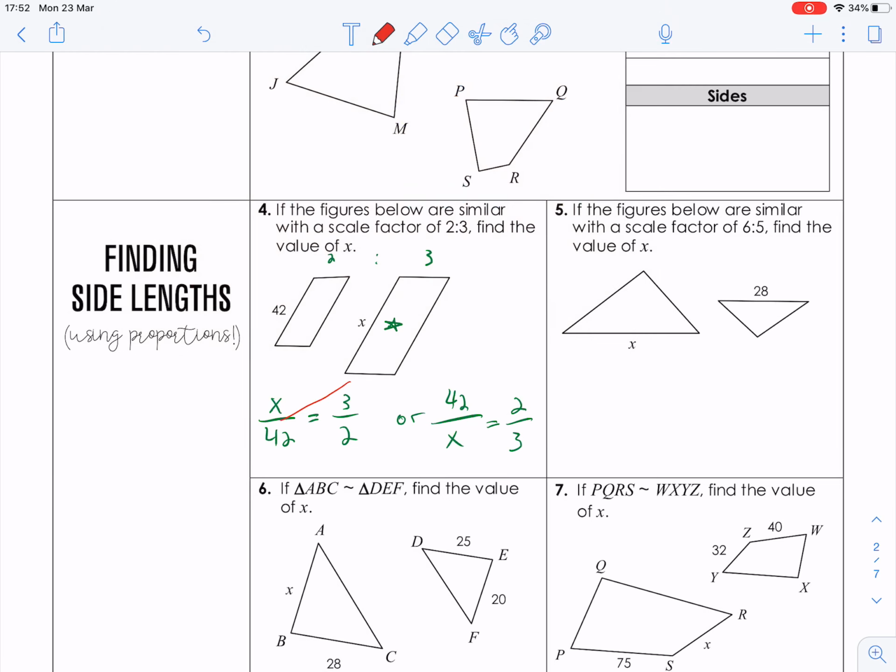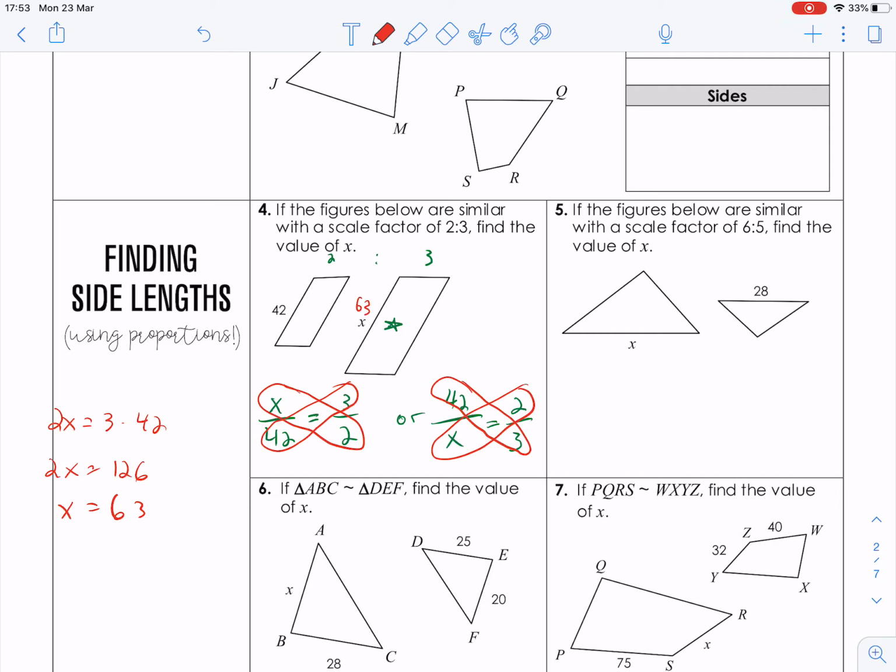So if we did 3 times 42, would it still be 3 times 42 over here? Yep. And x times 2 would still be x times 2 over here? Yep. So let's do it. We get 2 times x equals 3 times 42. 2x equals 126. So x is going to equal 63, which means this side is 63.